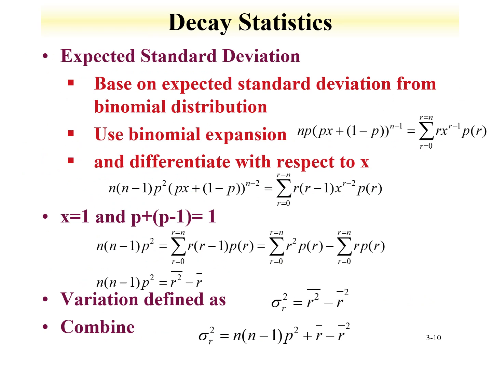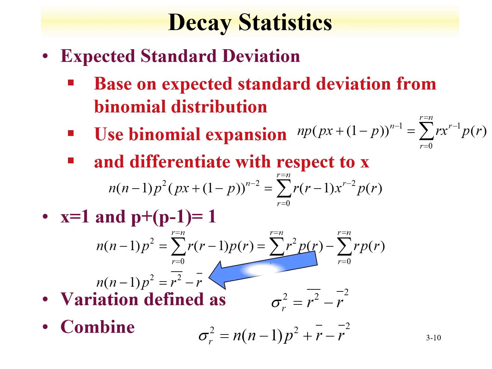So one can use this information that we've described to evaluate what's an expected standard deviation from the binomial distribution. We use the binomial expansion, as shown here, as we described previously on page 3-6, and we differentiate with respect to x. So we get the conversion of this equation to this equation, set x equal to 1, and p plus q, or p plus 1 minus p, equal to 1. The equation then becomes what's shown here.